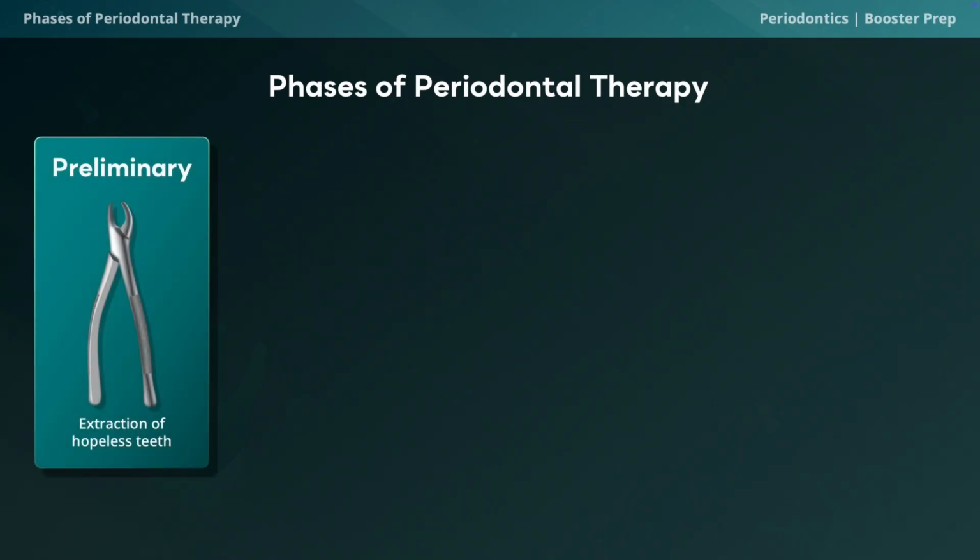This is where we take care of any urgent issues like extracting hopeless teeth. These are usually teeth with severe bone loss down to the apex, severe caries, or ones with no remaining attachment support. By extracting hopeless teeth, we're removing infection.